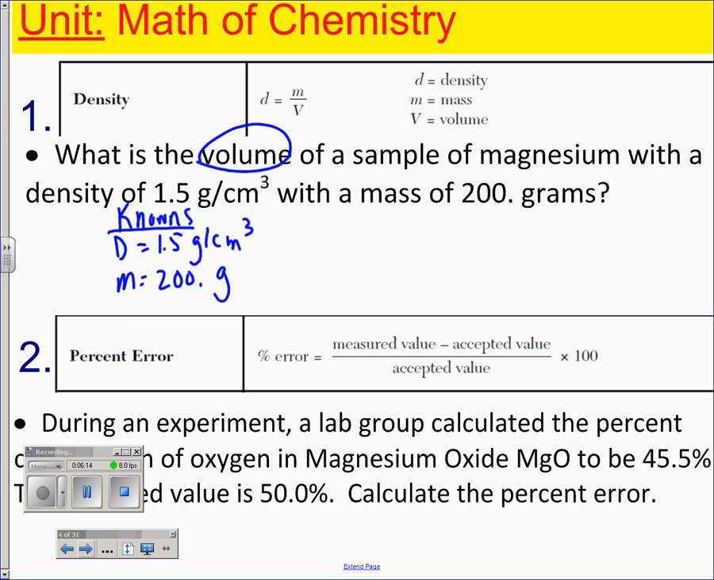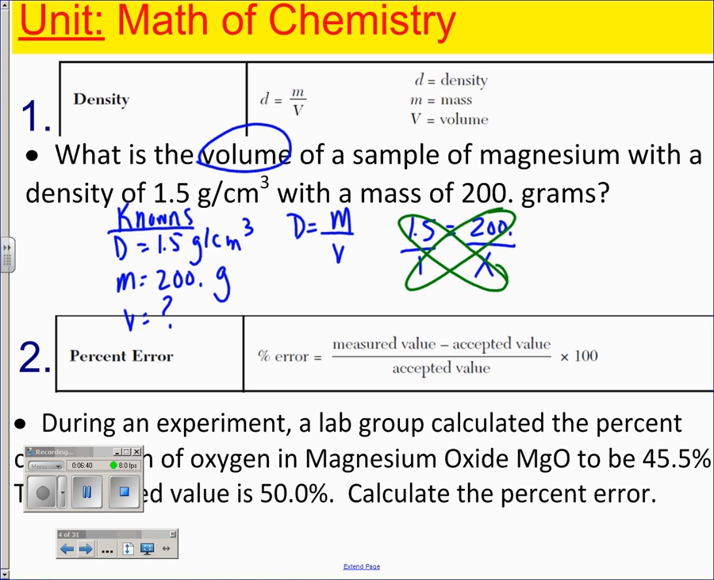We don't know what the volume is. We use the same formula again, density equals mass over volume, but this time we substitute in a little differently. We have 1.5 equals 200 divided by the volume, which becomes x. In order to solve this problem, we have an equal sign. We need to cross multiply across the equal sign.